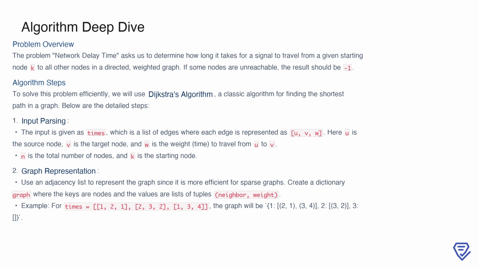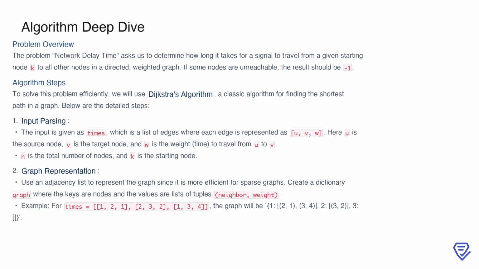First, we need to parse the input. The times list represents edges as u, v, w, where u is the source node, v is the target node, and w is the weight or time to travel between them. We're also given n, the total number of nodes, and k, the starting node.